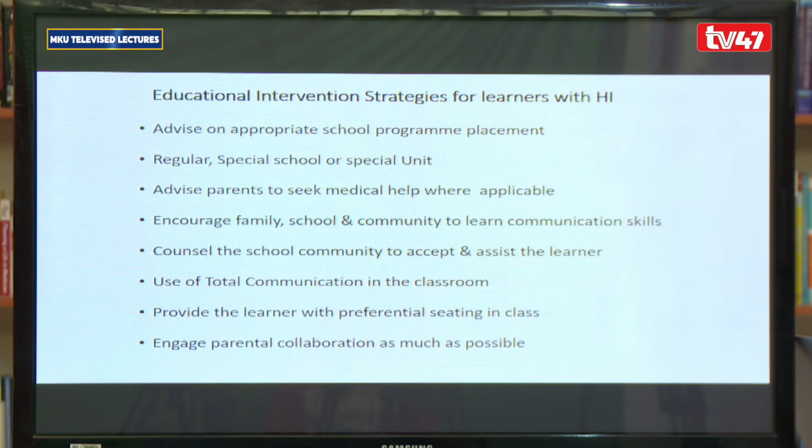In the classroom as well, the teachers should also be advised to use total communication for a learner who is not benefiting from the hearing aids. Also provide the learner with preferential seating in class. What do I mean by preferential? It should not be you, the teacher, to decide that this is where I want you to sit, that this position is good for you. Because what you might think is good for the student may not be the best.